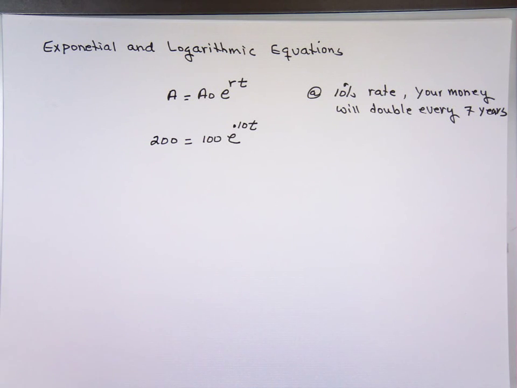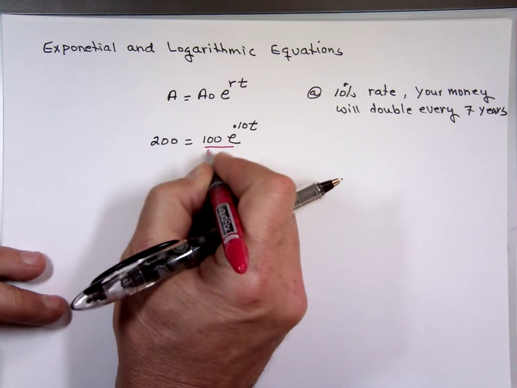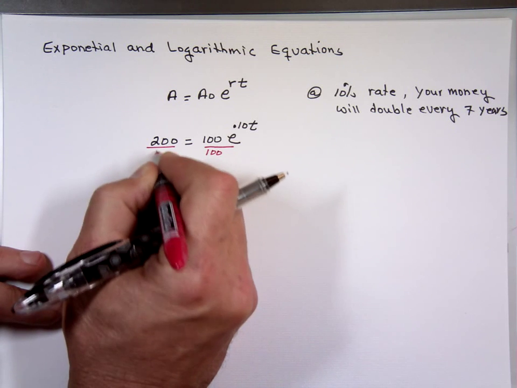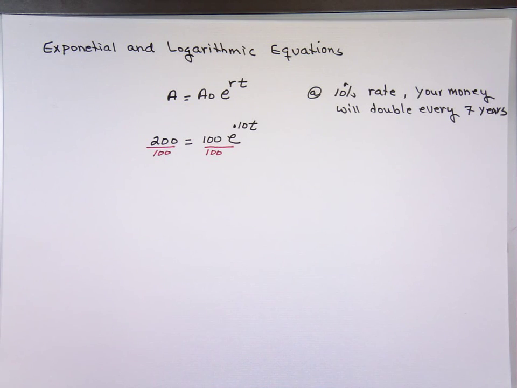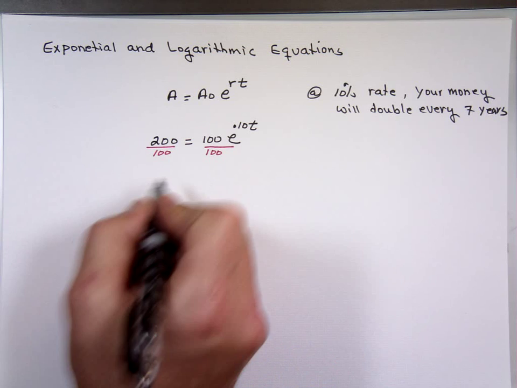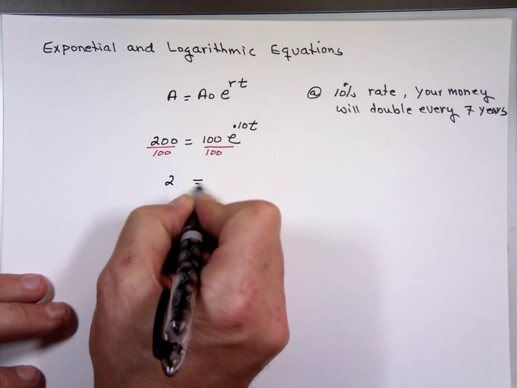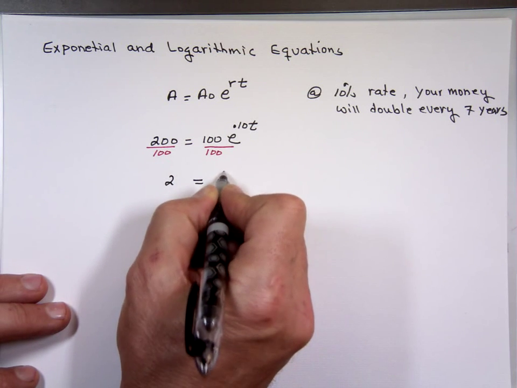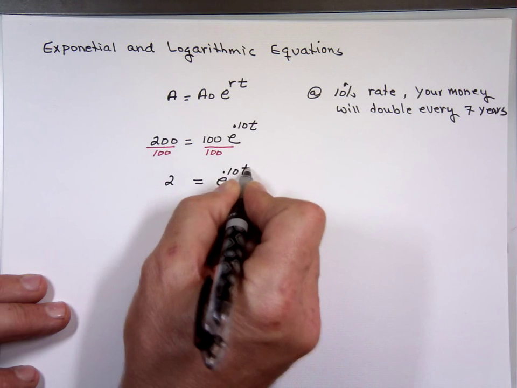This is where the log comes in handy. How do you solve an exponential equation like this? How do we solve it? Well, the first step, mathematically the smart step, is to divide both sides by 100 to get rid of that 100. So if I do that, I'll have what? 2 equals e to the power 0.10t.